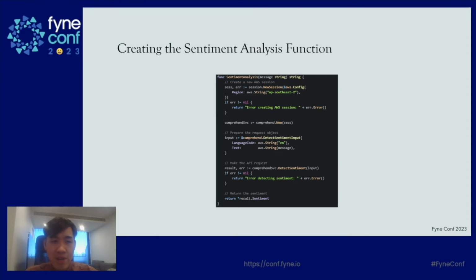We then want to create a sentiment analysis function. In this scenario, we're just creating a new AWS session. As you can see over here, we're declaring the region, declaring a new AWS Comprehend session, and detecting the sentiment input as part of this too. So we're preparing the request object, then we make the API request based on the text that's already formatted accordingly, we send it through, and after that it sends the sentiment back to us.